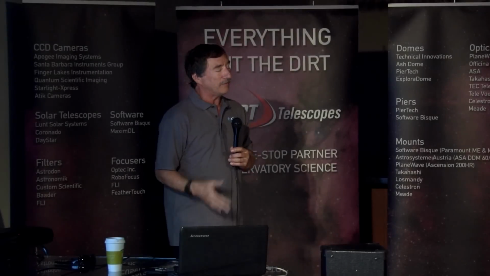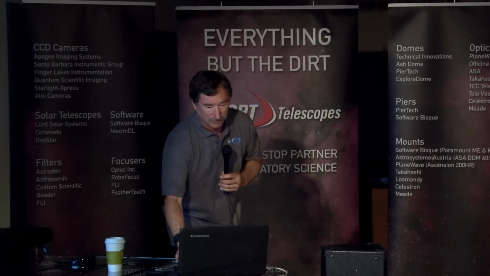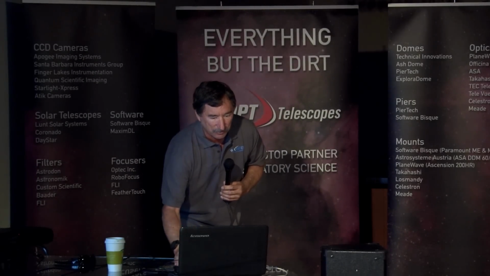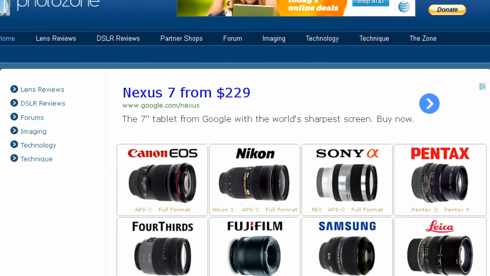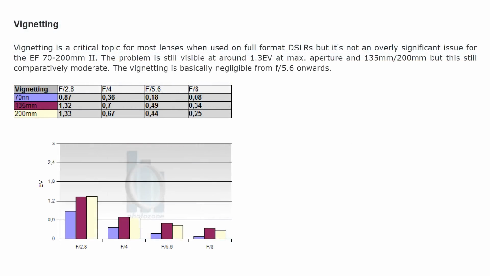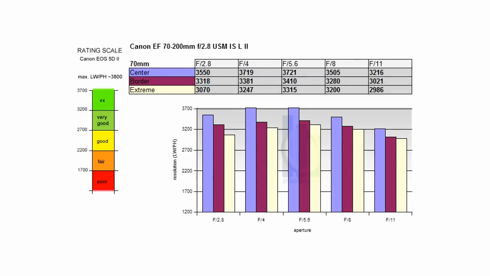And how do you know if a lens is going to be really good for astrophotography? My favorite place to go is PhotoZone, right here. See, PhotoZone? We'll look at this lens in PhotoZone. It shows you how much vignetting you're going to get. I usually shoot at f4, so that's actually pretty low right there. And then it shows the performance of the lens.